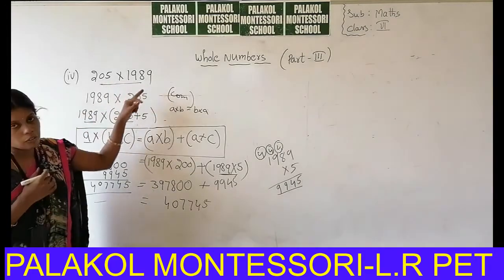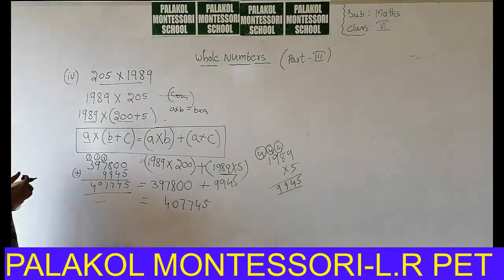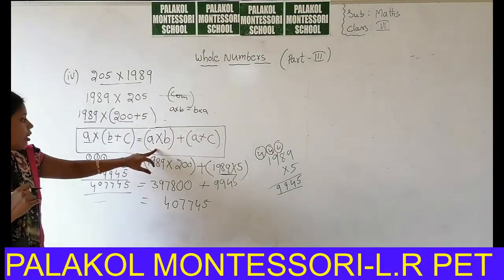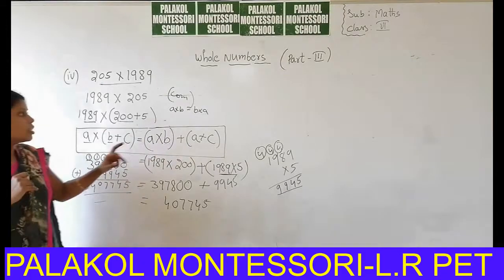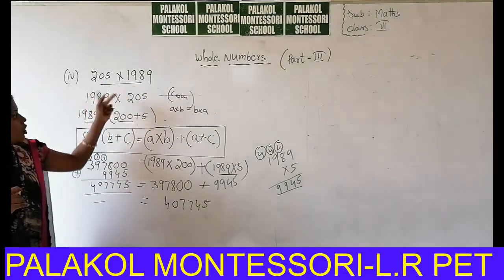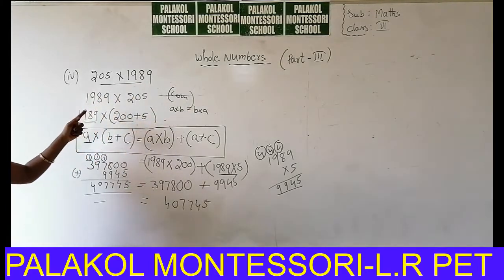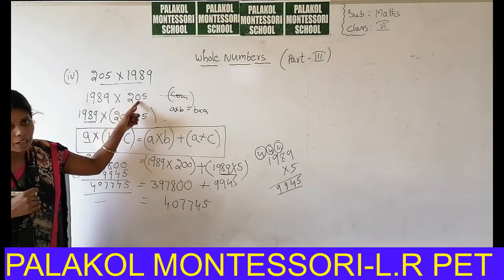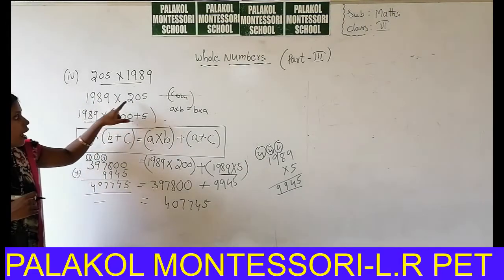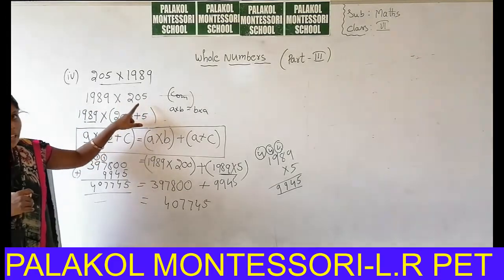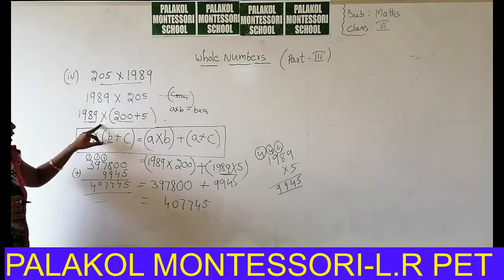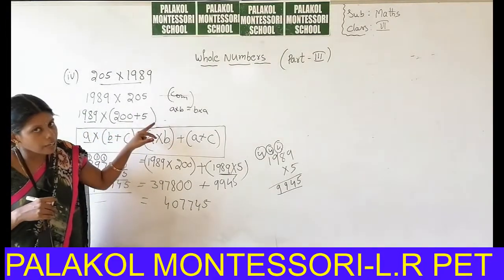So students, again I can explain. So 205 into 1989. So in this case commutative property is used, again distributive property is used. So first we can use commutative property. So the order is changed. That means 1989 into 205. So 1989 into, I can write 205 in this form, 200 plus 5.